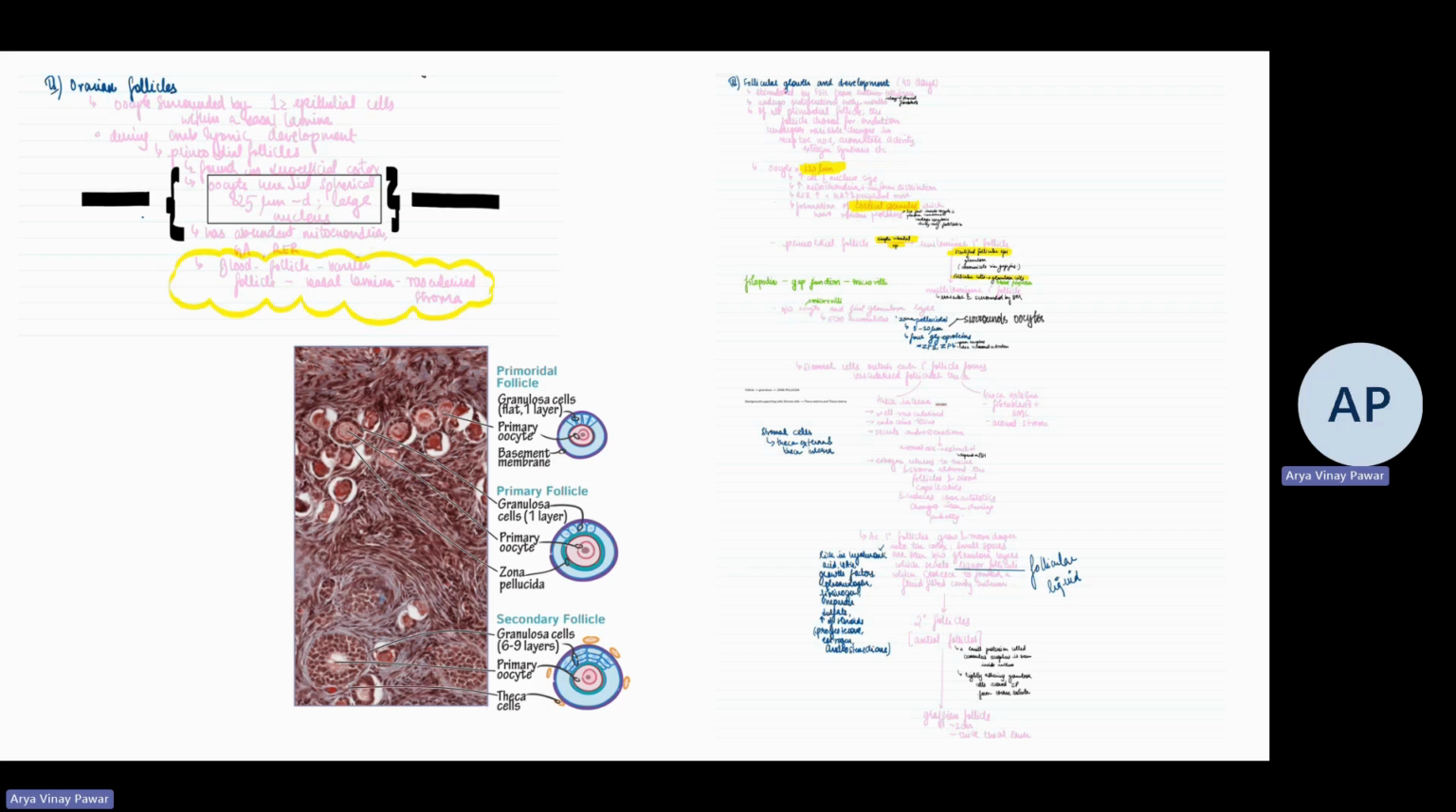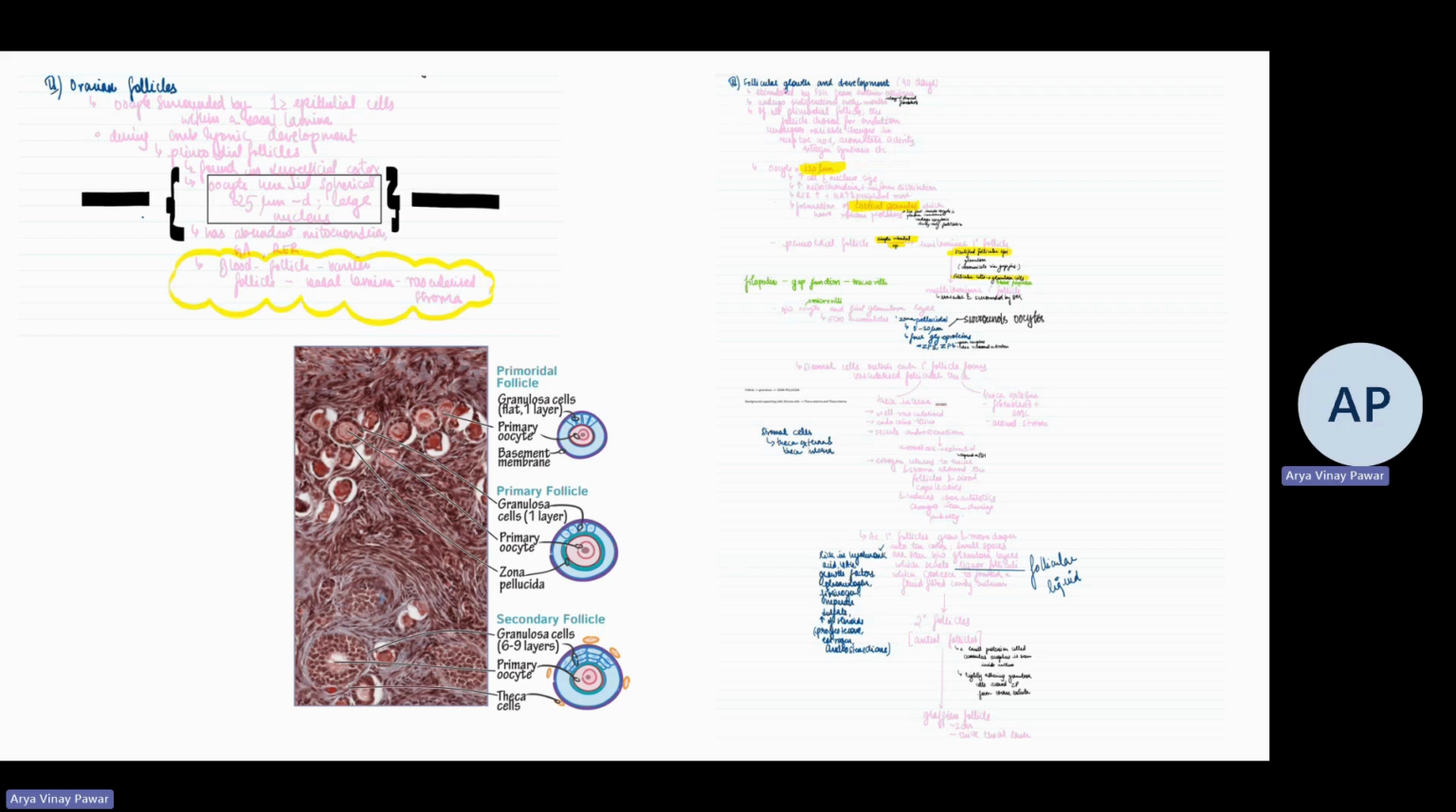Right? So that's about it. And then we're going to talk about the follicular growth and development, because this is extremely important, and this is a very commonly asked question. This is a very general question that can be asked. So first of all, the follicular growth is stimulated by which hormone?